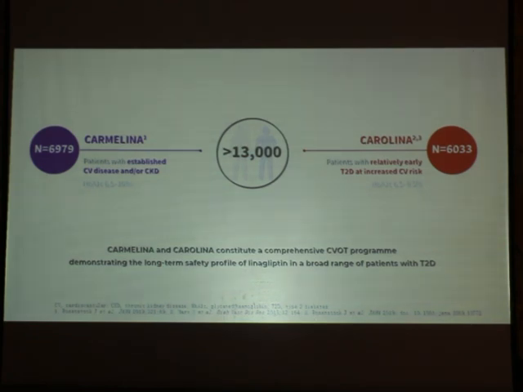All these patients, CARMELINA and CAROLINA, constitute a comprehensive cardiovascular outcome program demonstrating the long-term safety profile of linagliptin in a broad range of patients with type 2 diabetes. Also, it is pertinent to mention here, CARMELINA was the first trial which had pre-specified renal endpoints. Before that, no trial on any DPP-4 inhibitor had pre-specified renal endpoints. So CARMELINA and CAROLINA studied the entire spectrum, the gamut of the disease with its complications.